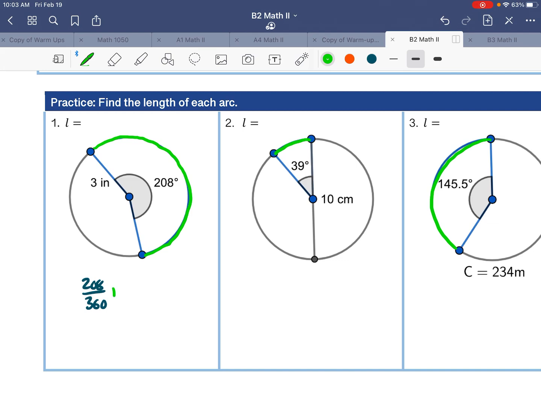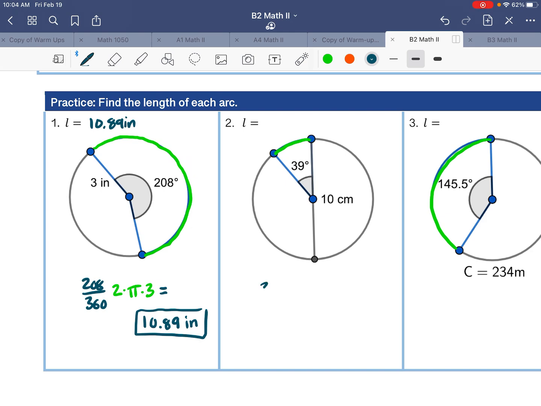And then the circumference of the whole circle would be 2 times pi times 3, because 3 is the radius. And if you type that into a calculator, it will give you, hopefully, 10.89 inches. And this is not inches squared because it's just the length, it's just a distance. So 10.89 inches.